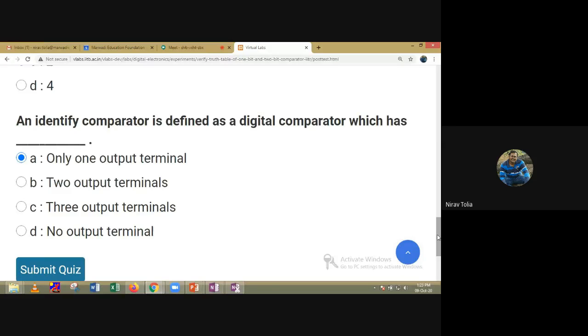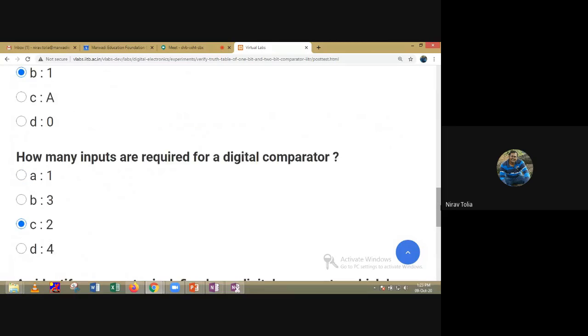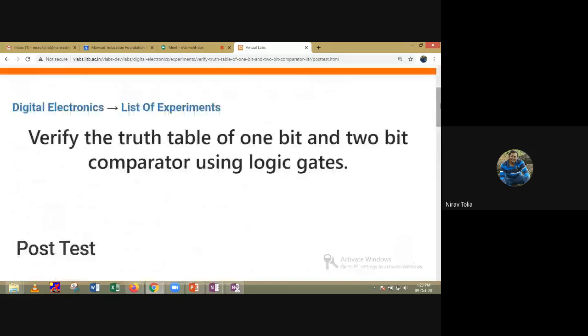If anyone does not understand what an identity comparator actually is, it gives output only when all the inputs are the same. So it is a single output only. It compares the two bits, but it does not have three output terminals like A equal to B, A less than B, and A greater than B. It has only one output for A equal to B. So all the answers are correct.